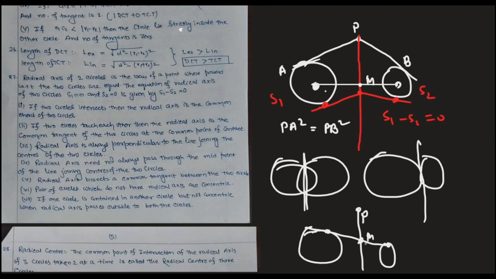Pair of circles which do not have any radical axis. Suppose you are taking concentric circles. In case of concentric circles, you notice that there is no radical axis. So this is the definition of concentric circles: if two or more circles are there which don't have any radical axis, then we say that they are concentric circles. So a pair of circles which do not have a radical axis are concentric.